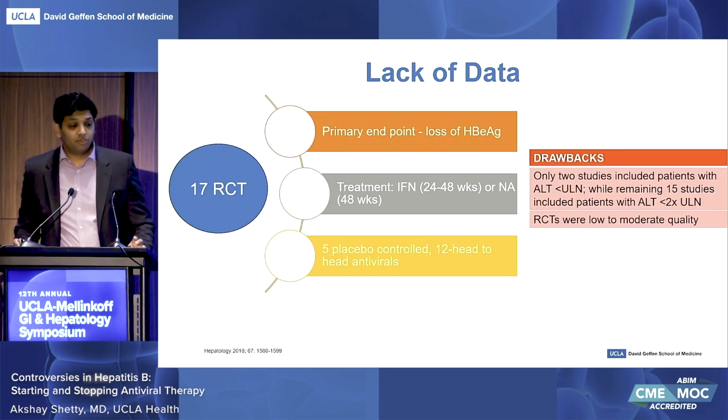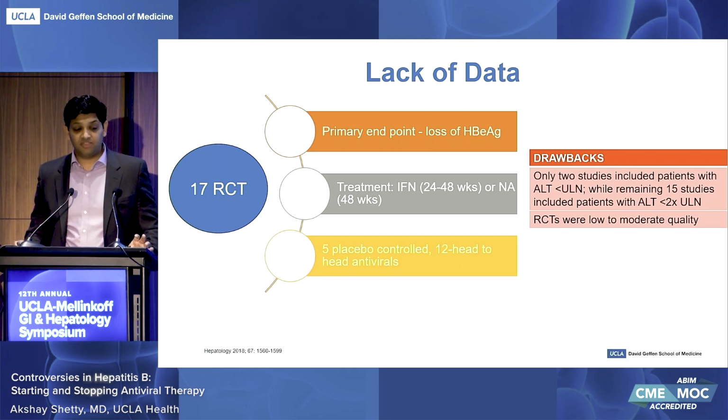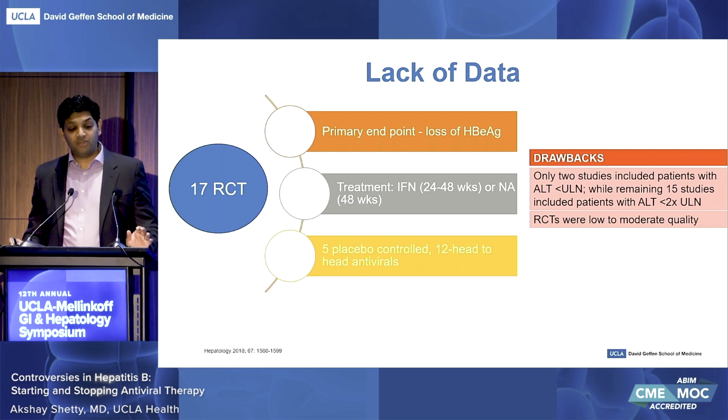So the drawbacks of the studies were that only 2 studies included patients with normal ALT levels, as defined by AASLD, while the remaining 15 studies included ALT levels that are less than 2 times the upper limit of normal. So these patients don't fully qualify as immune-tolerant patients. And the quality of the randomized control trials was low to moderate, specifically among the 2 studies where ALT levels were less than upper limit of normal, their quality was very low.